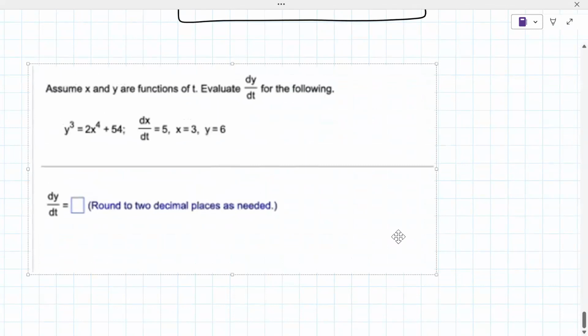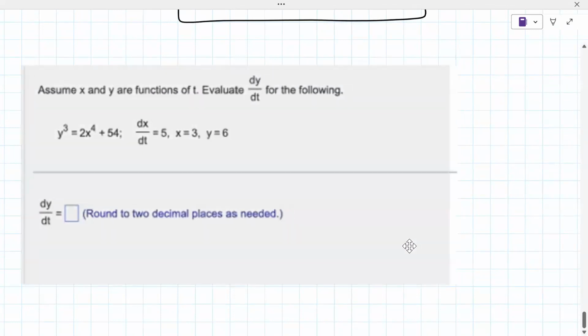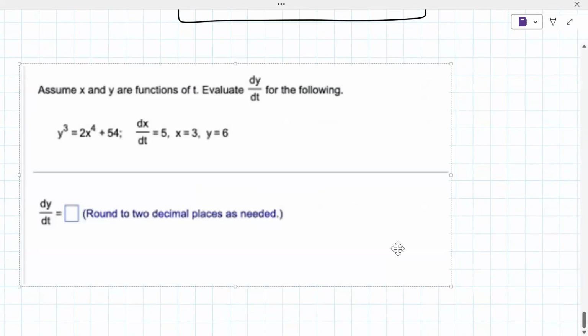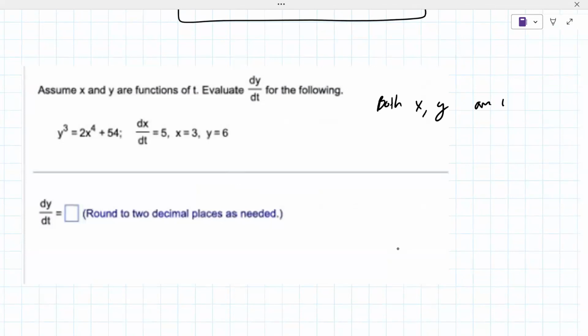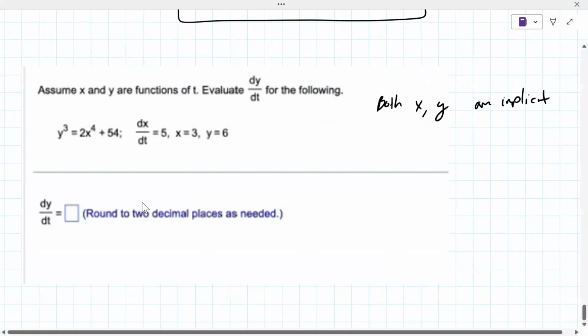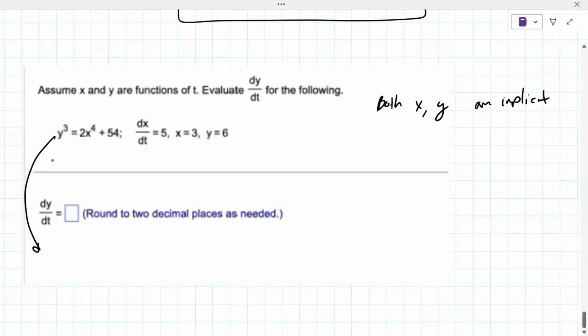So this next one, I don't know what number we're at, but it's kind of like the ones we were just doing. The difference in this problem is that both x and y are implicit, meaning they're functions of something else. So this time when you take a derivative with respect to x, you have to add in a dx dt. With y, it's still the same, it's still the dy dt. So the derivative here is 3y squared dy dt equals 8x cubed dx dt, like that. The derivative of 54 is 0, so we omit that.